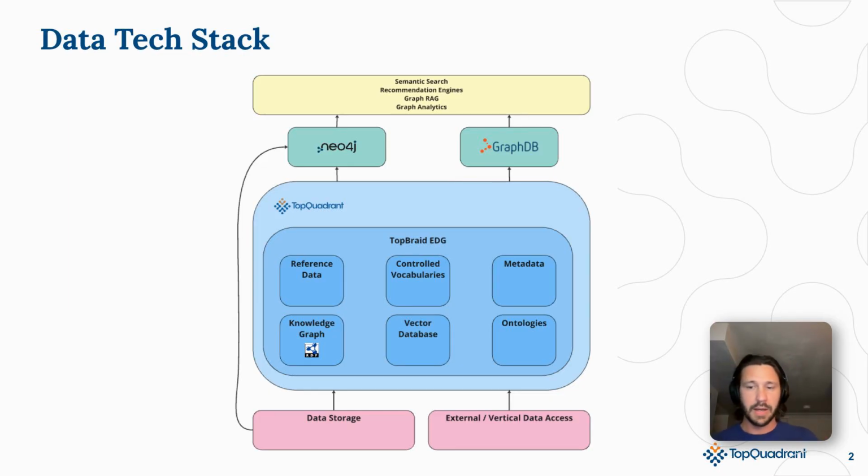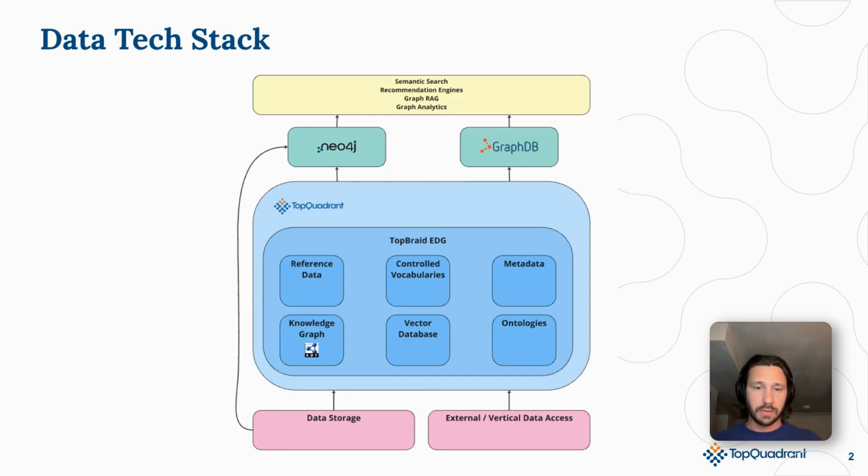Here's what it looks like. At the bottom in pink, you have data storage on the left. This could be a data lake, CMS, relational database, and then on the right, third-party controlled vocabularies. We read all that metadata and reference data into EDG to align, to curate, to build against data models. You have your semantic layer there in EDG.